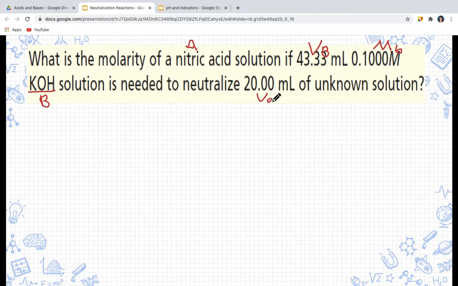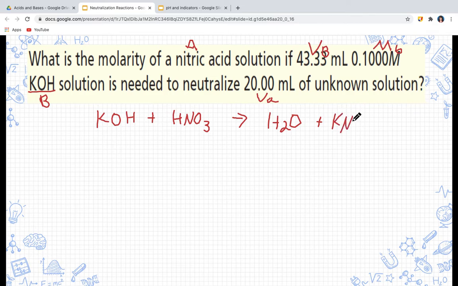volume of our acid. We have KOH reacting with nitric acid. Now remember, HNO3 is nitric acid. Those are going to react to completion. We're going to make water and then potassium nitrate. That's nice. Those balance out equally, so we don't have to worry really about the coefficients.